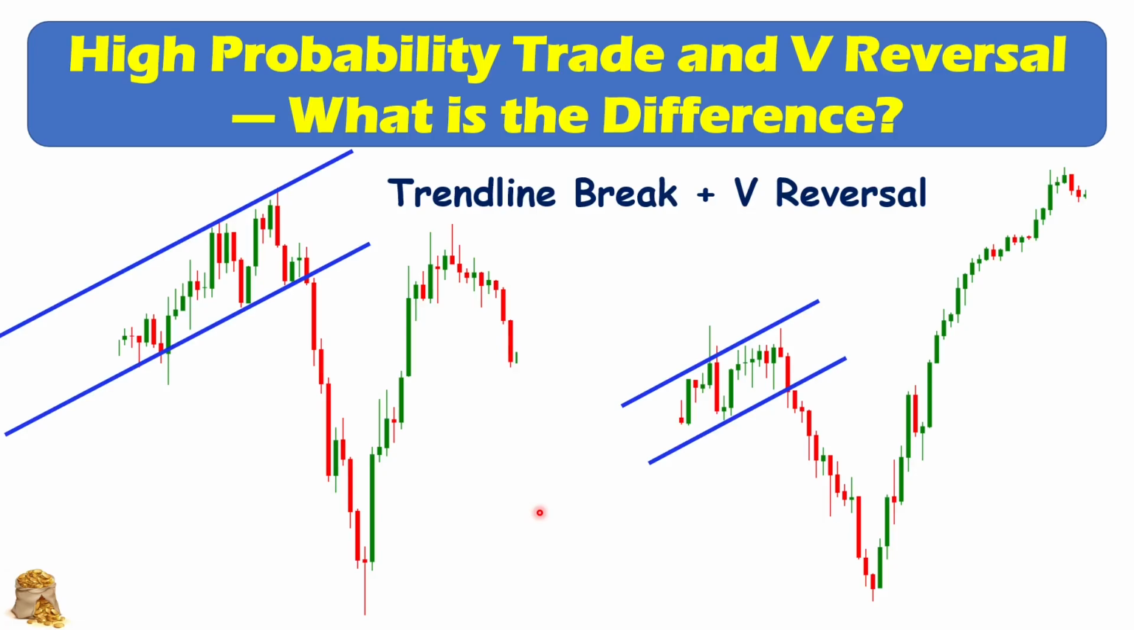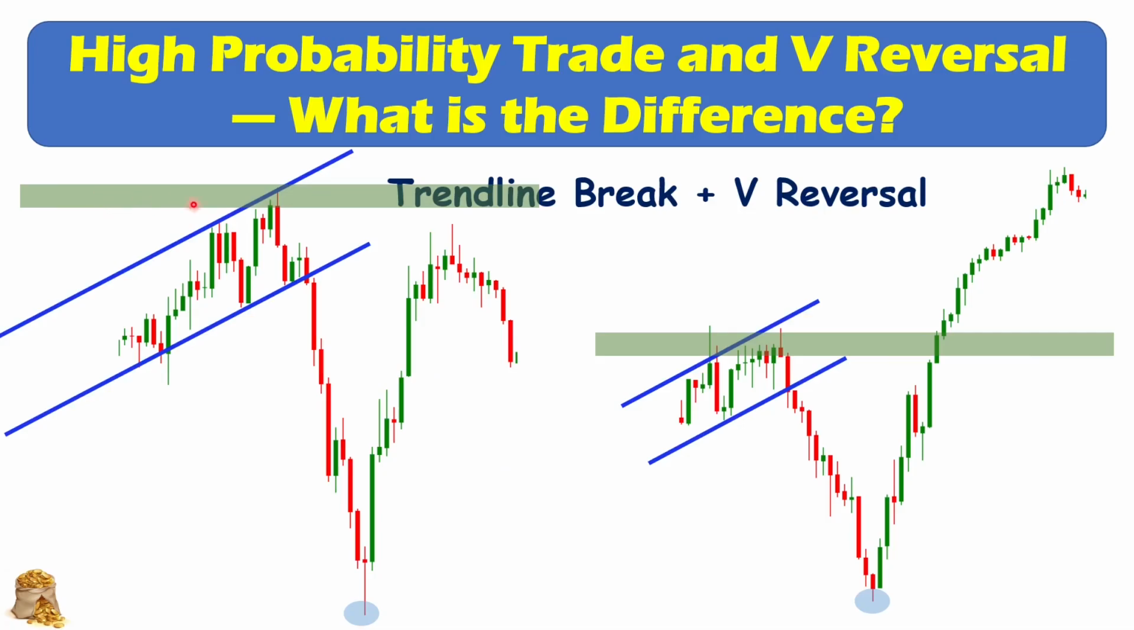But what is the difference? We can see that on the left chart, here is the top of the previous high. The same thing here. However, on the left chart, the market didn't go up to test the previous high. But on the second chart here, it pierced the previous high here.